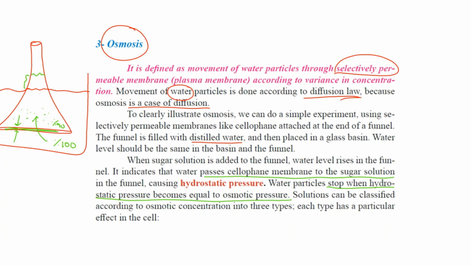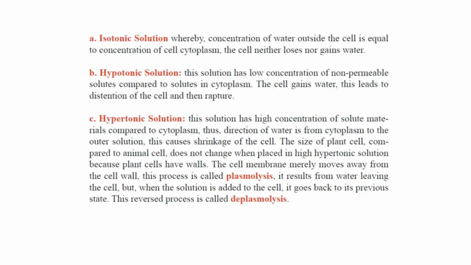Solutions can be classified according to osmotic concentration into 3 types. Each type has a particular effect on the cell. Now we will study them: isotonic solution, hypotonic solution, and hypertonic solution.